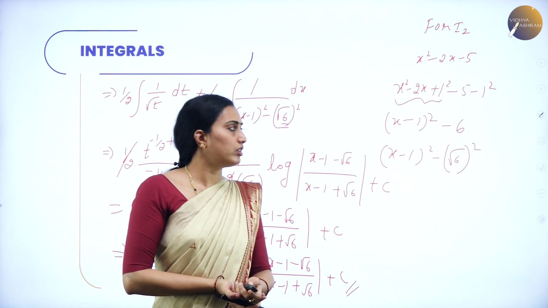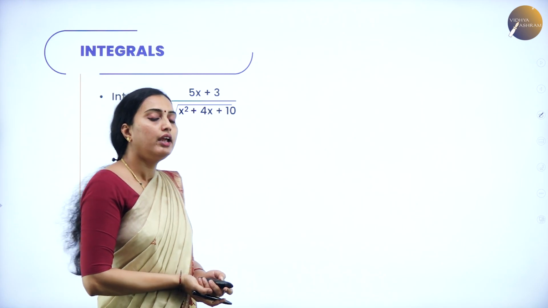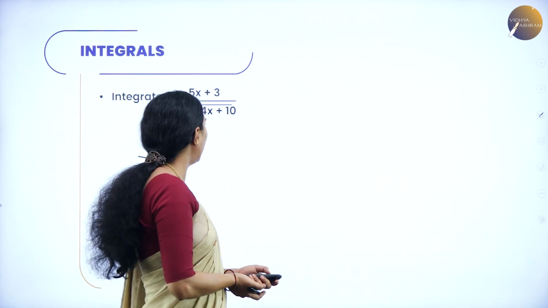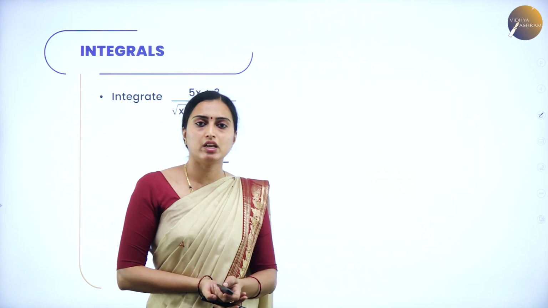Now we'll be moving on to the next problem here. What they have asked: integrate 5x plus 3 divided by under the root x squared plus 4x plus 10.